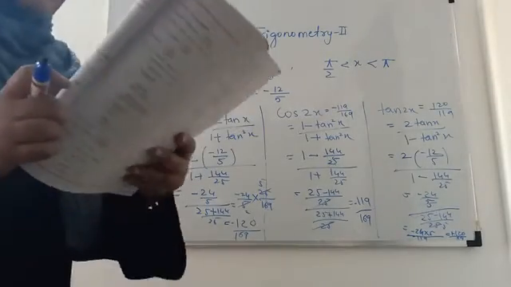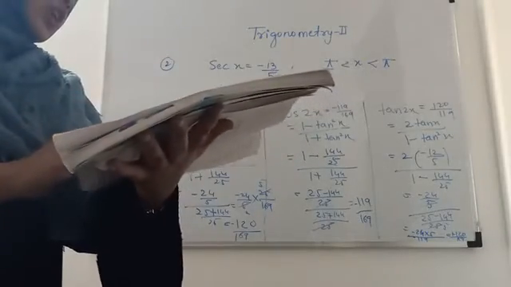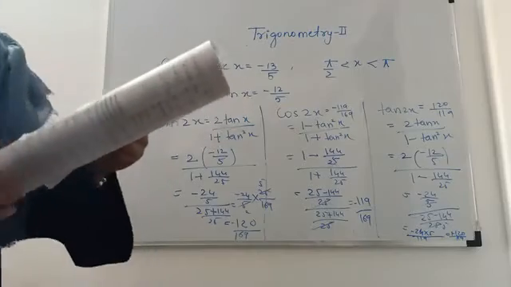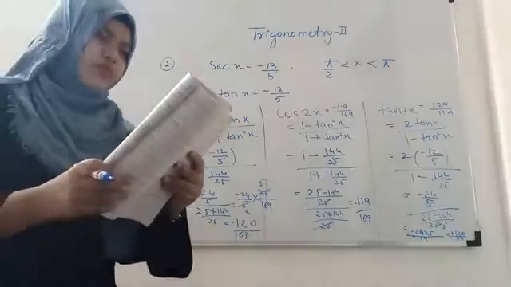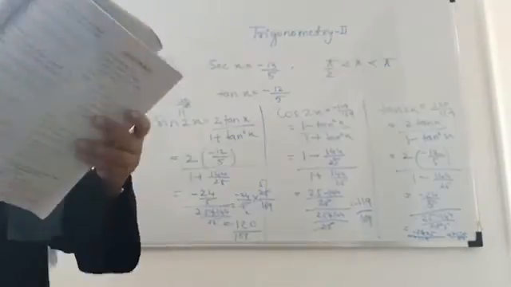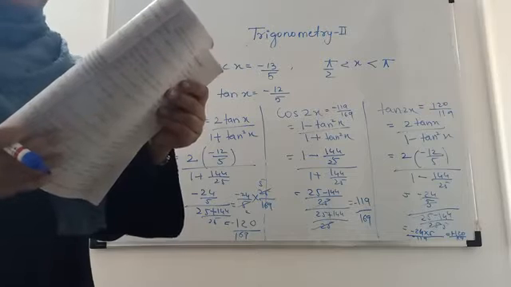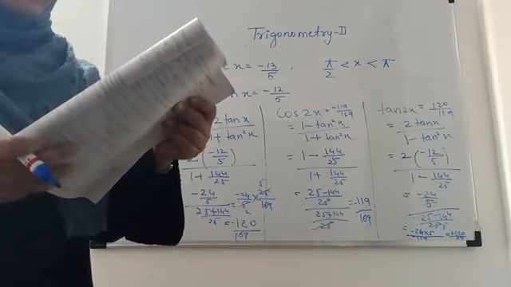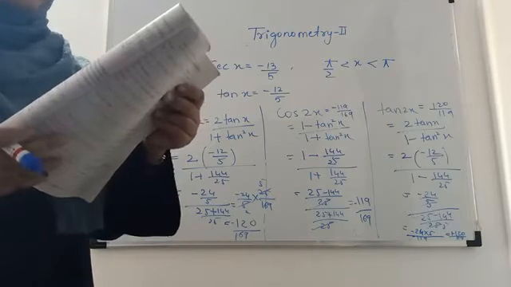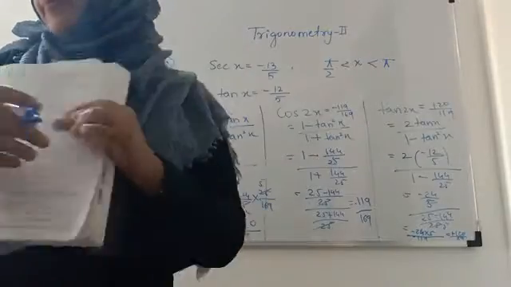Okay, now the next question is question number 3. In question number 3 there are a total of 19 sub questions. The first one, the sub question 1, is very simple, so I am not going to do it here. It is for your homework. The second is also very simple. Now we will solve the third one.